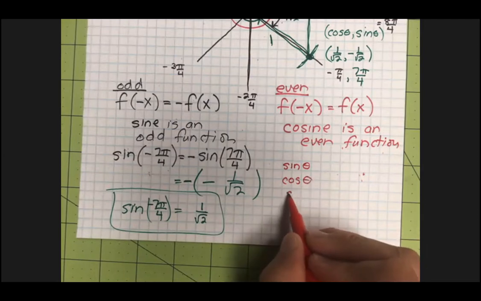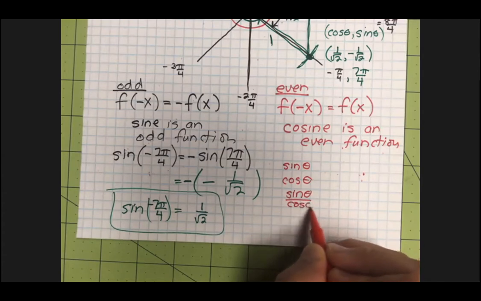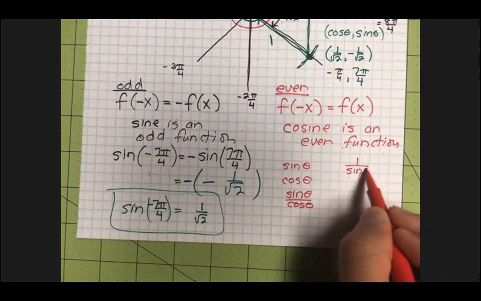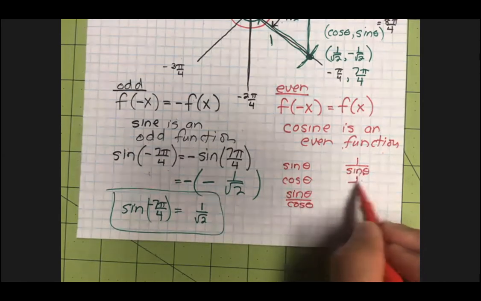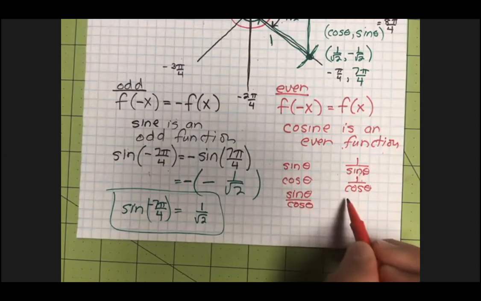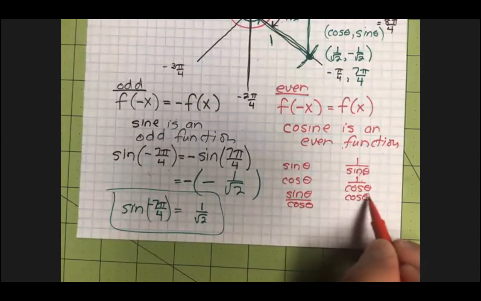But tangent is sine theta divided by cosine theta, right? Cosecant is 1 over sine theta. Secant is 1 over cosine theta. And cotangent is the reciprocal of tangent, which would make it cosine theta over sine theta.